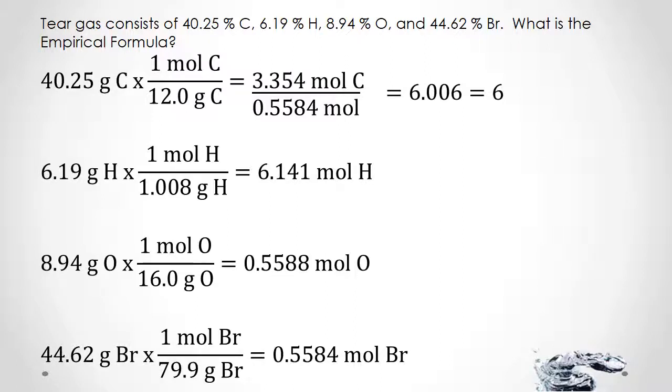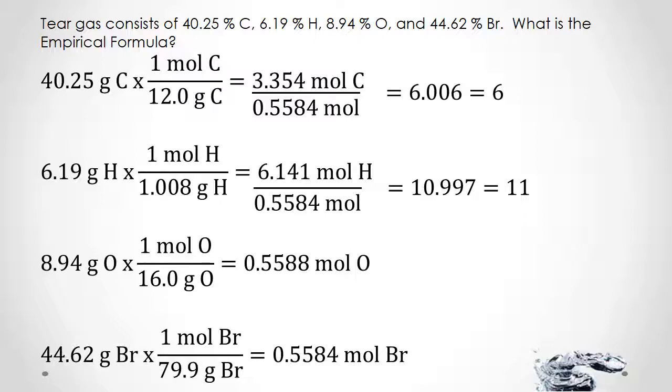Well, like I said before, if it's not 0.25, 0.33, 0.5, or 0.66, you don't have to multiply, you just have to round. So here, 6.006 is going to be equal to 6. When we look at hydrogen, 6.141 moles of hydrogen divided by 0.5584 moles is going to give me 10.997. Let's go ahead and round that up to 11.